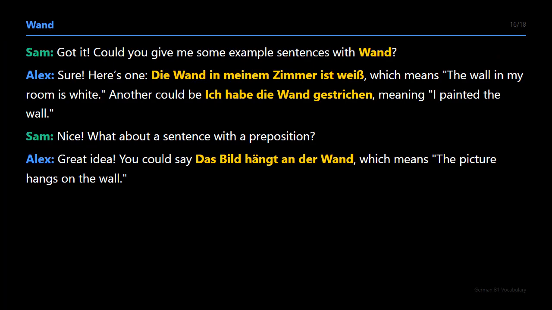Got it. Could you give me some example sentences with Wand? Sure. Here's one. Die Wand in meinem Zimmer ist weiß, which means the wall in my room is white. Another could be, Ich habe die Wand gestrichen, meaning I painted the wall. Nice. What about a sentence with a preposition? Great idea. You could say, Das Bild hängt an der Wand, which means the picture hangs on the wall.